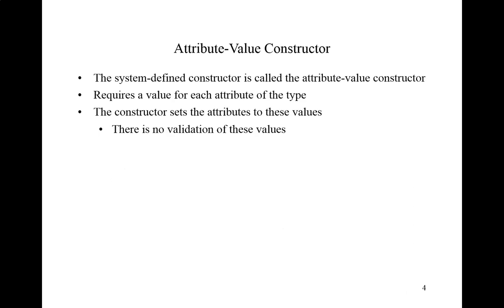The system-defined constructor is called the attribute value constructor. It requires a value for each attribute of the type, and the constructor sets the attributes of the object being instantiated to the values provided. There's no validation of these values. That is, if the data type is a number, it simply accepts a number, positive, negative, outside of what you might consider an acceptable range. If it's a number, it qualifies.